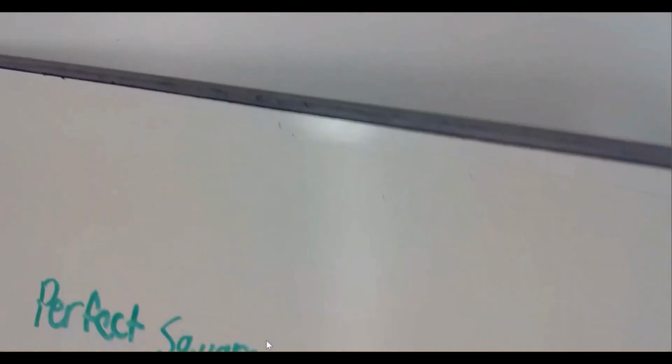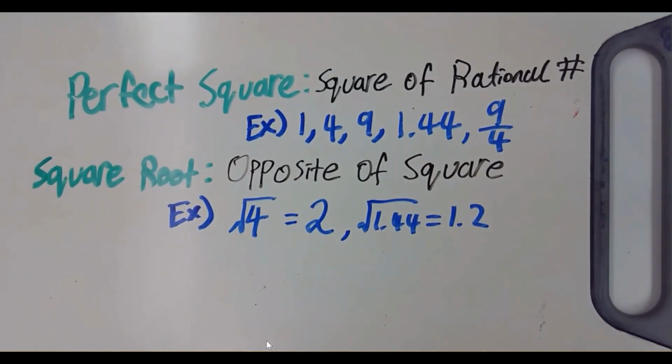And here are a couple more definitions on the back. Perfect squares are squares of rational numbers. So for example, 1 is a perfect square because 1 squared is 1. And 4 is a perfect square because 2 squared is 4. And 9 is a perfect square because 3 squared is 9. 1.44 is a perfect square because 1.2 squared is 1.44. And 9 over 4 also is a perfect square because 3 over 2 squared is 9 over 4.